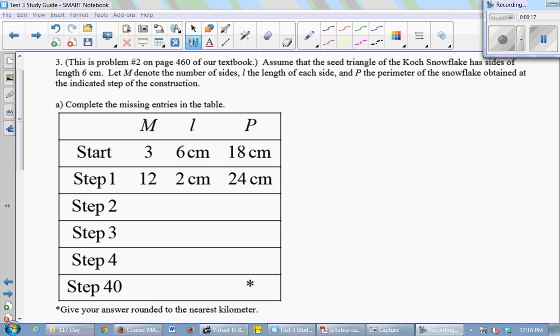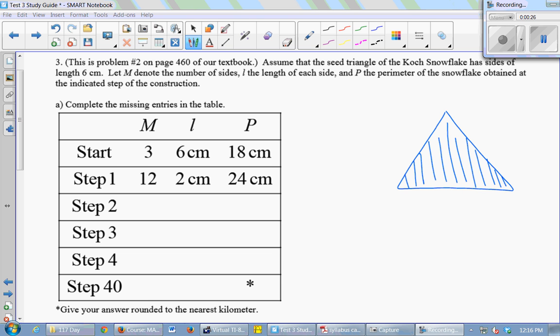So let's start by drawing the seed. Just a little picture over here. It's an equilateral triangle, shaded in. Each side has length 6. So there are 3 sides to this figure. Each side has length 6, which means its perimeter is 18. 3 times 6 is 18.